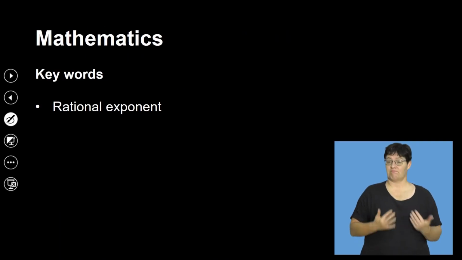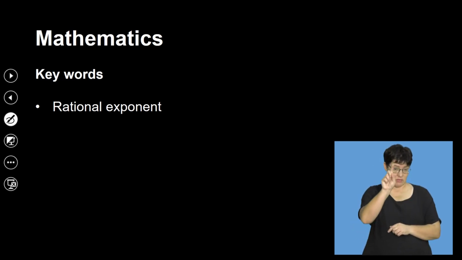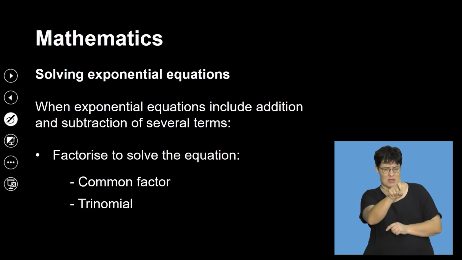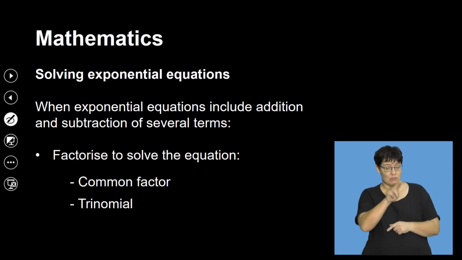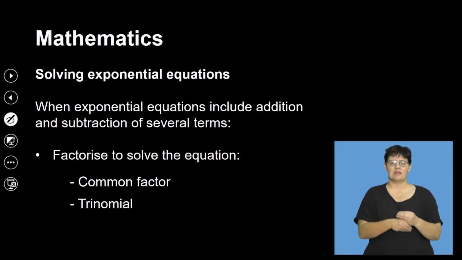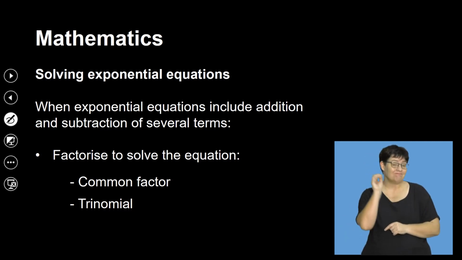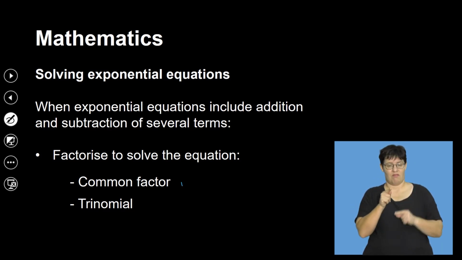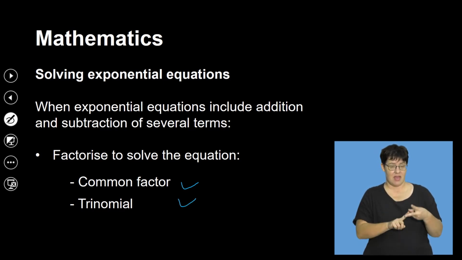So the main keywords here will be the rational exponent, because you need to know exactly what a rational exponent is. Now, when solving exponential equations, right, and they include addition and subtraction of several terms, the main thing is to always factorize in order to solve the equation. And your types of factorization here will be the common factor, and the trinomial way of factorizing.